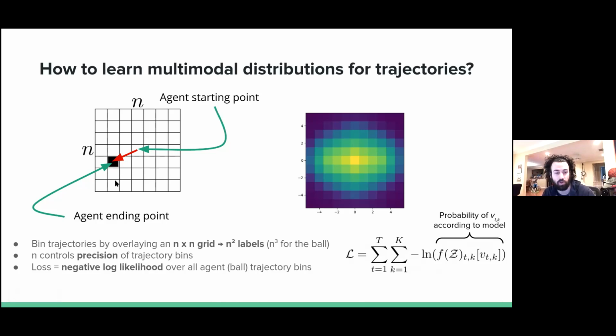To capture this multimodal aspect, we bin the trajectories by overlaying a 2D grid over the trajectory space. Then we took the endpoint of the player's trajectory for that one step ahead trajectory and used that as the label. We treated the whole training procedure as a classification task, which allowed us to learn multimodal distributions of the trajectories because it assigns a probability to each bin as the output. To train the model, we used the standard negative log likelihood, where we took the negative log probability of each player's trajectory at each time step, and that was what we used for our loss. In the case of the ball, we have a 3D volume of trajectory bins because we have the X, the Y, and the Z coordinates there.